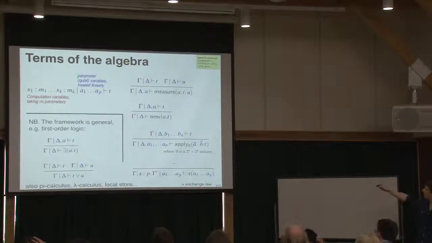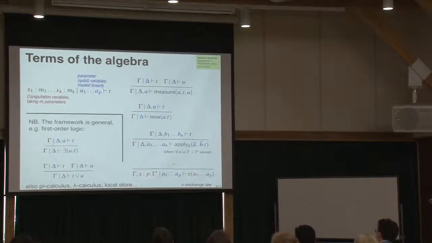Disjunction has a similar kind of pattern. And I've used the same framework to axiomatize also pi calculus, lambda calculus, local state, and various things. It's a very flexible way of describing different notions of computation, in particular quantum.